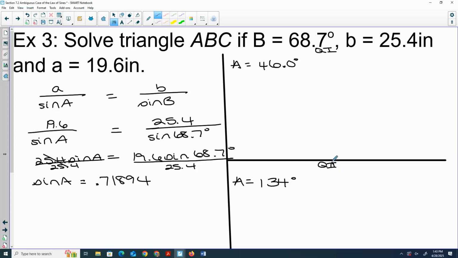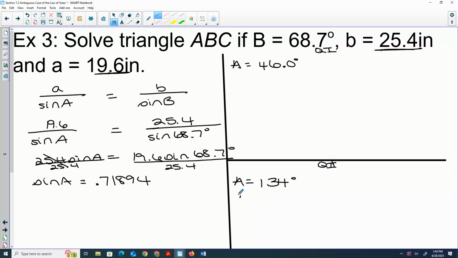All right. You might catch something right now. Are both of these triangles possible? If you don't catch it yet, it's okay. But if I look, side B is bigger than side A. So that means angle B has to be bigger than A. So which one doesn't work? Since A is smaller, angle A has to be smaller than 68.7. So that one does work, this one doesn't.